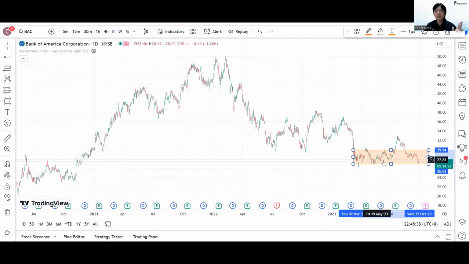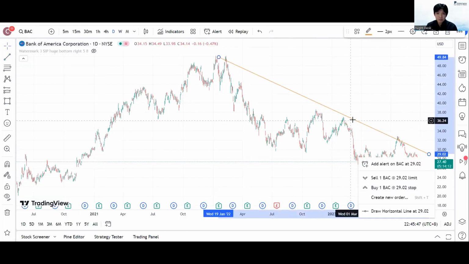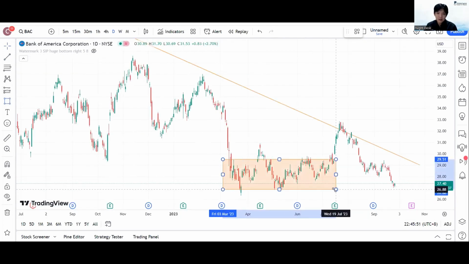Okay, this range bound is different. Even though the current range bound has the same pattern, it's different. I need to explain a bit. We have a downtrend. Previously the range was formed over here, correct?